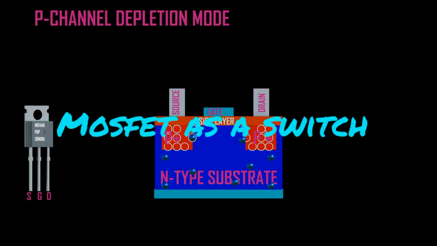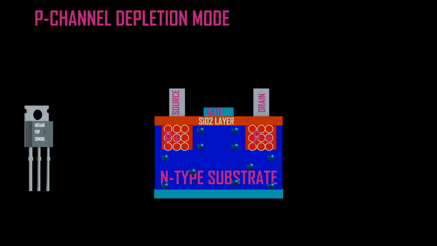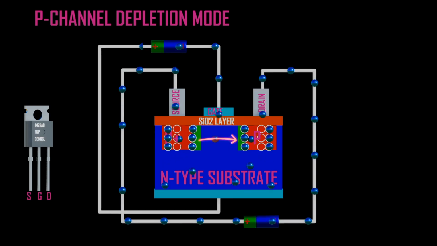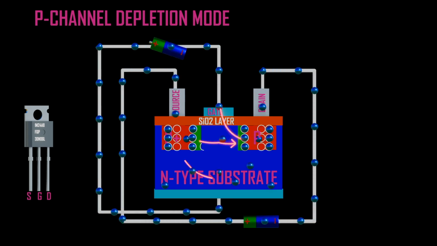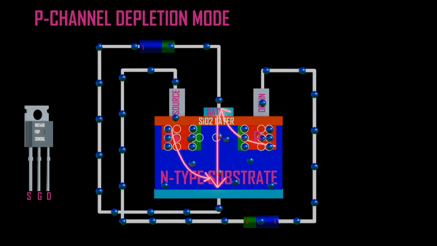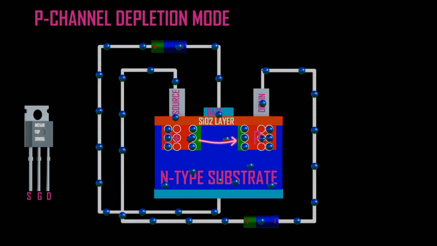When the gate voltage is 0, the channel is not formed, and no current flows between the source and drain. When a positive voltage is applied to the gate of an N-channel MOSFET or a negative voltage is applied to the gate of a P-channel MOSFET, the channel is formed and the current flows between the source and drain.